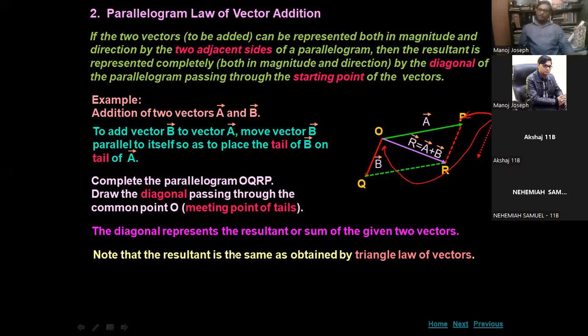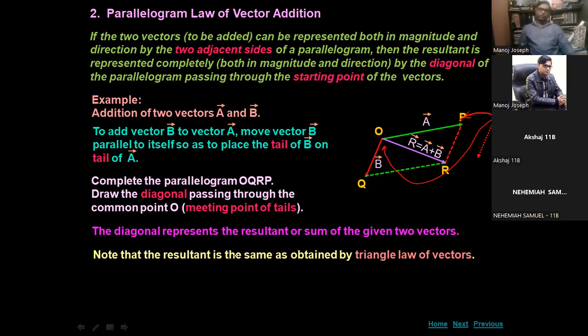So in both laws, we are adding two vectors, but the vectors are connected with each other with different orientation. In the triangle law, head to tail relation, and in the parallelogram law, tail to tail relation. I think, is it clear? Is it clear? Yes, sir.